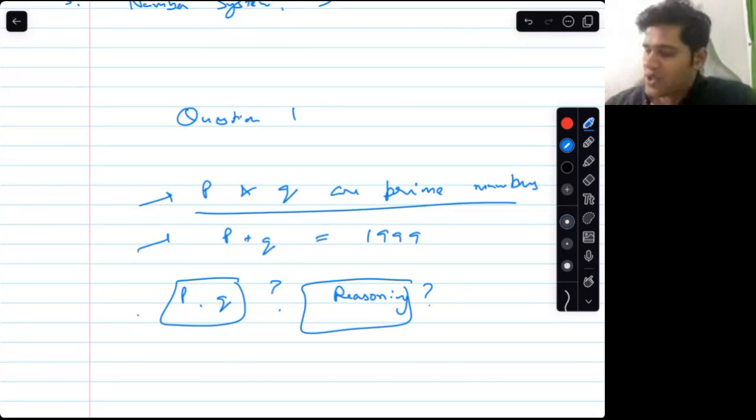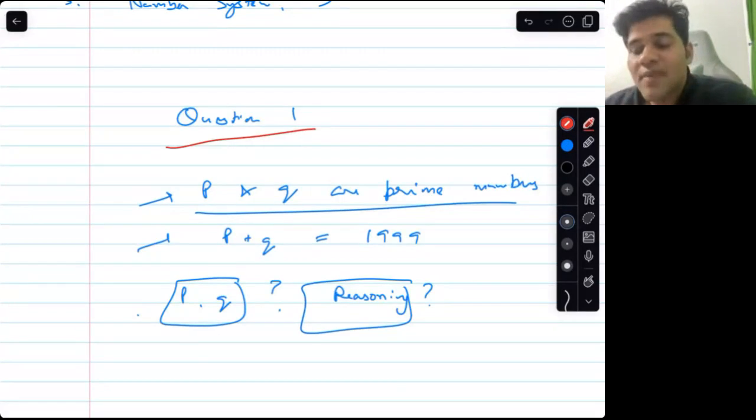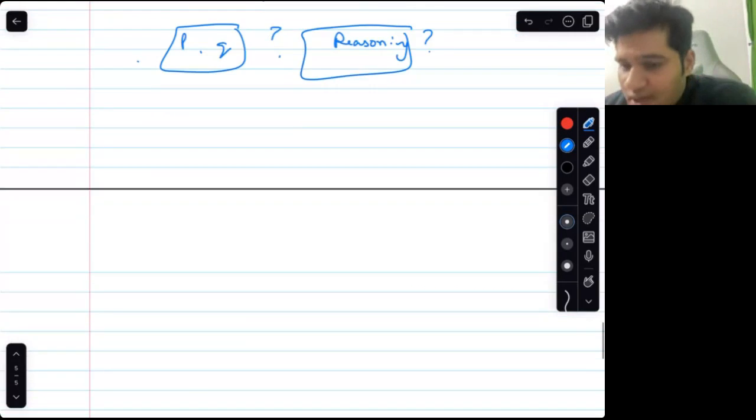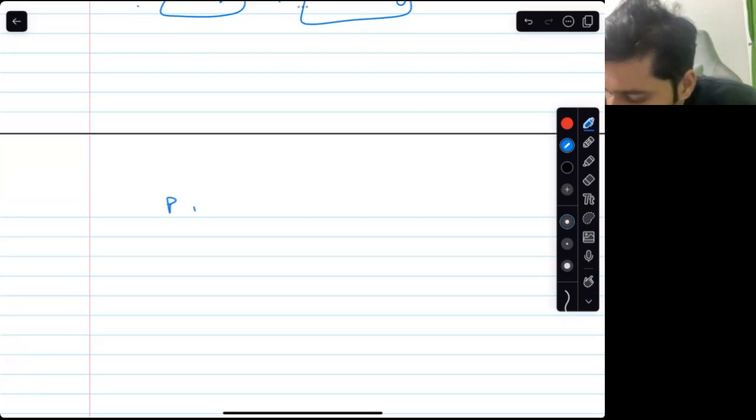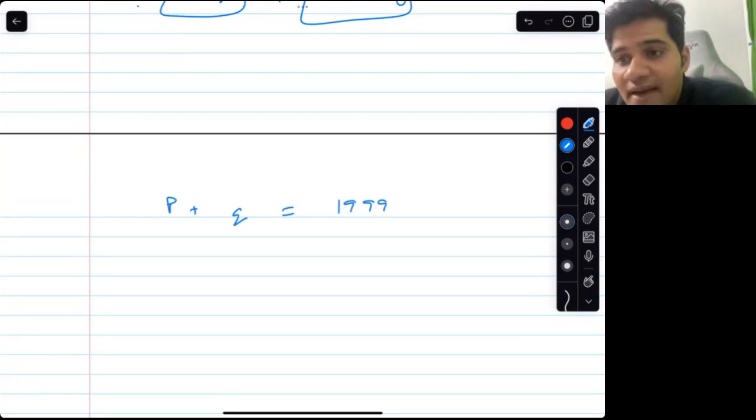Alright, now let's discuss the question together. Okay, a few people have solved it. So one piece of information is readily available in this question, but one is hidden. So let's talk about it. It is told that P and Q are prime. And what is their sum? Their sum is 1999. Okay? Now think about one thing.